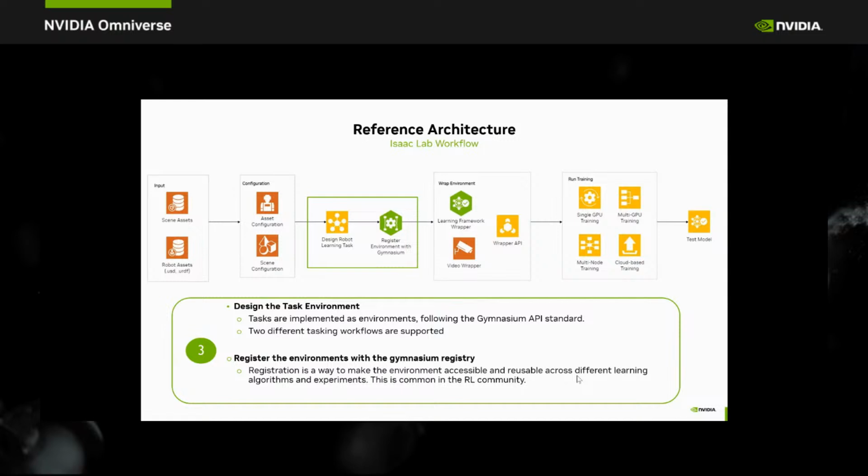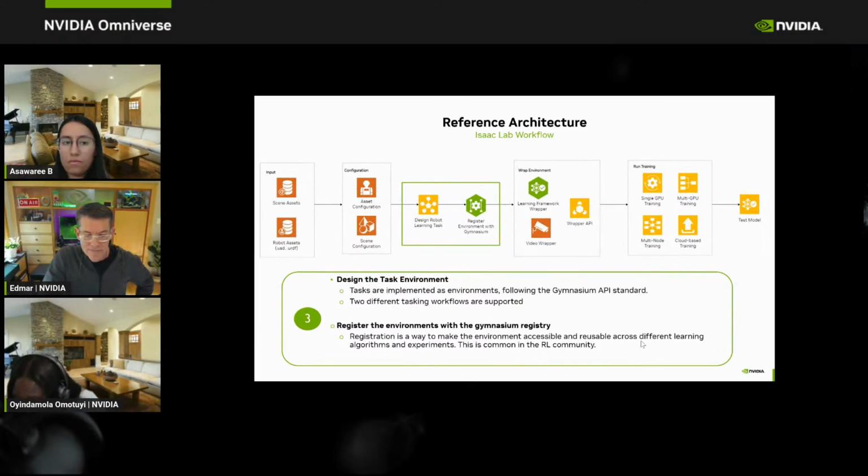Of course, we all know why we need to register an environment with Gymnasium. But in case we do not, registration is just a way to make that environment accessible and reusable across different learning algorithms and experiments. So if you register with Gymnasium, all you need is a unique environment name. And with that environment name, you can spawn as many of that environment as you want for any of the learning tasks that you want to do. I'm just going to take a pause here to see what questions we have concerning what we've spoken so far.